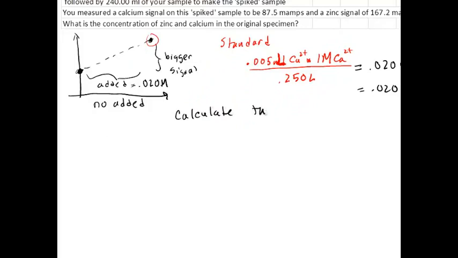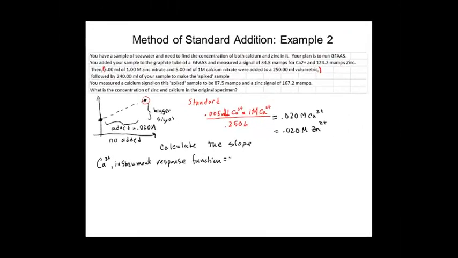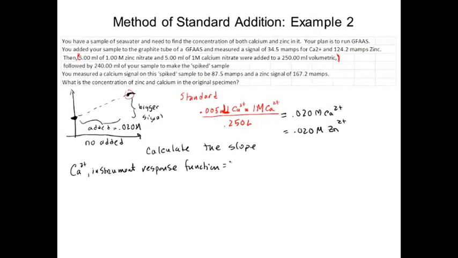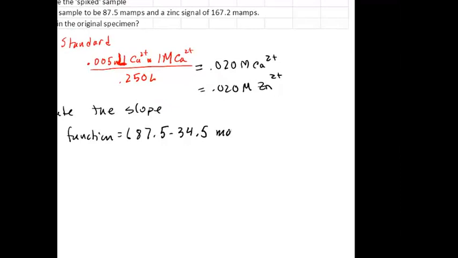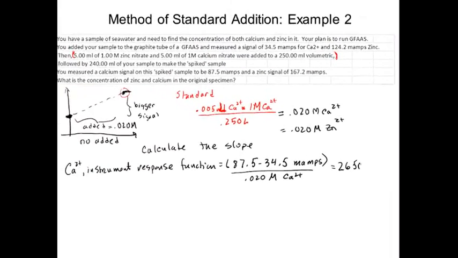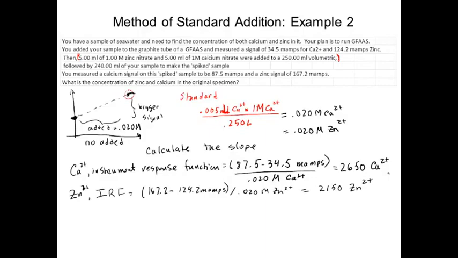So now what we have to do is just calculate the slope, because the slope is going to be the rise over the run. And so in this case, for the calcium, we'll call it instrument response function. That's simply going to be the amount of calcium that you started with in signal. It's going to be this signal minus that signal, just how much signal was there. And that's simply going to be 87.5 minus 34.5 milliamps divided by 0.020 molar calcium. And when you put all that together, you're going to calculate the instrument response function here of 2650, which is the same as the slope of the line. Let's do the same for zinc. Okay, so there we have our instrument response function.